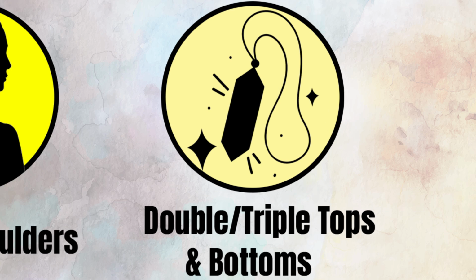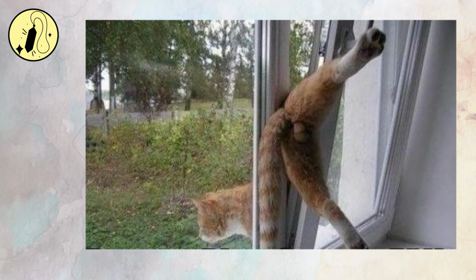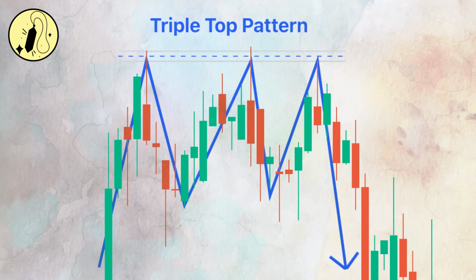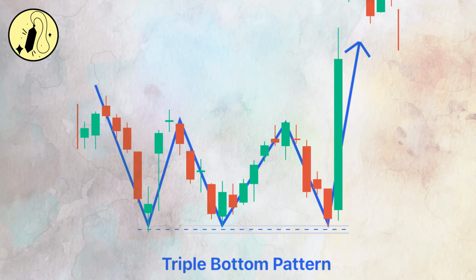Double and triple tops or bottoms. Multiple tries, then fail. Price attempts to break a key level, resistance or support, 2 or 3 times but fails. A double top or triple top forms when price hits resistance multiple times, then reverses down. A double bottom or triple bottom forms when price hits support multiple times, then reverses up. Breaking the middle neckline confirms the reversal.